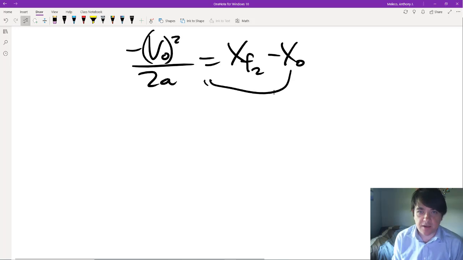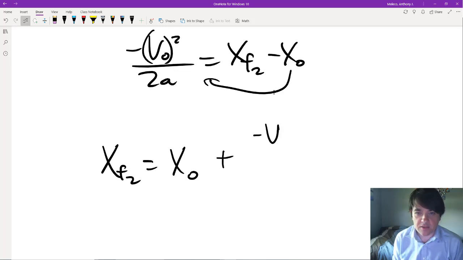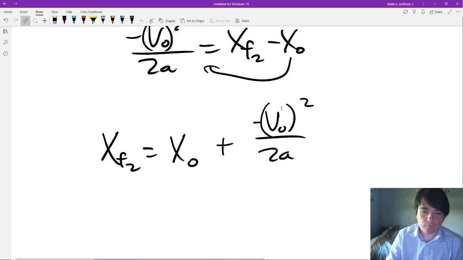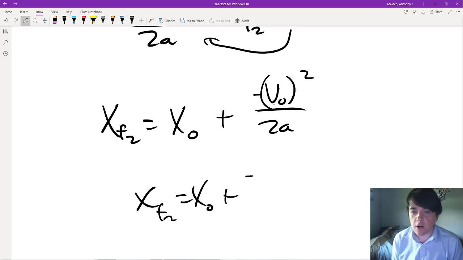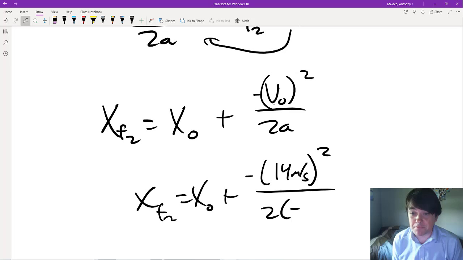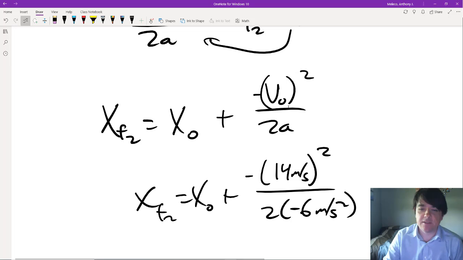So now we just add that guy over, so we're left with x final 2 equals x initial, which is our 7, plus a minus v naught squared over 2a. Now, if you squared away your negative, what happens? Are you screwed? Not for this particular problem, right? So you write minus here, and you would write 14 meters per second, and then you're squaring that over 2 times minus 6 meters per second squared. These two negatives cancel each other.